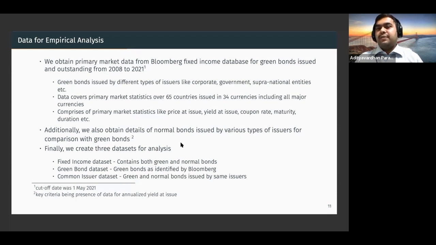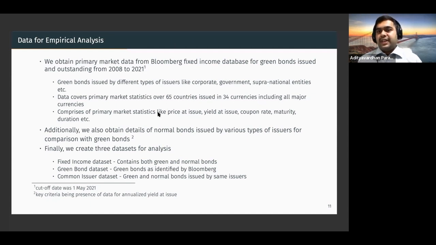The key data points that we have collected include price at issue, yield at issue, coupon rate, maturity, and duration. So all the basic attributes of the green bonds. Additionally, to compare the green bonds and also dwell into the existence of a green premium, we downloaded a normal bond data set as well.